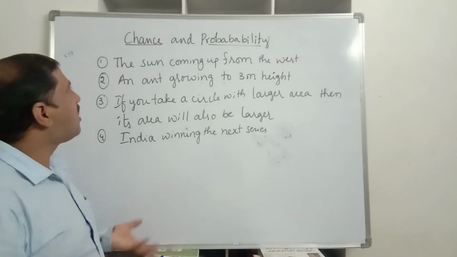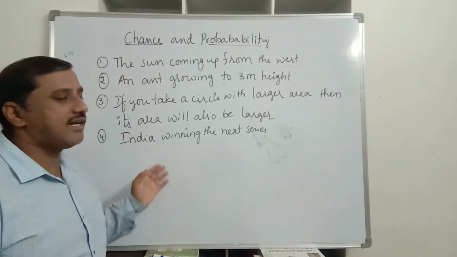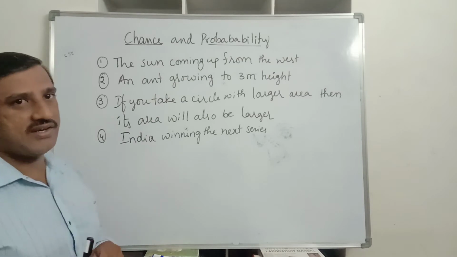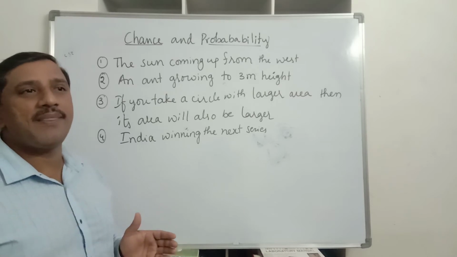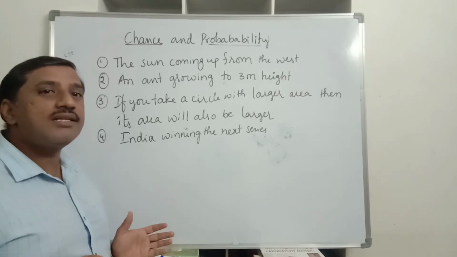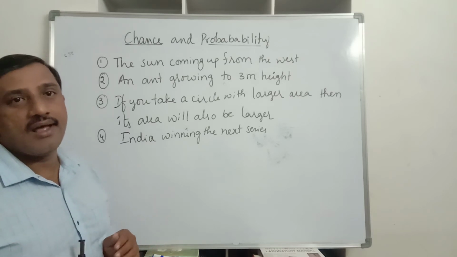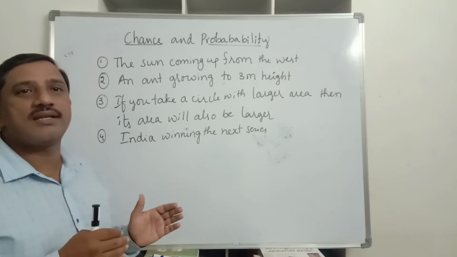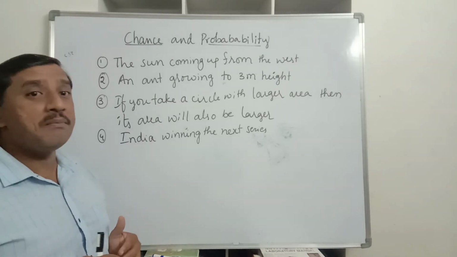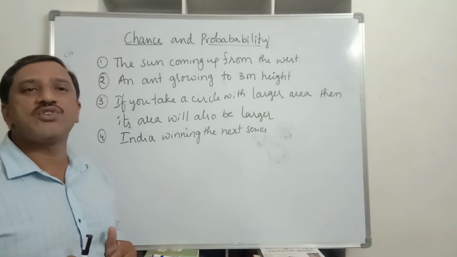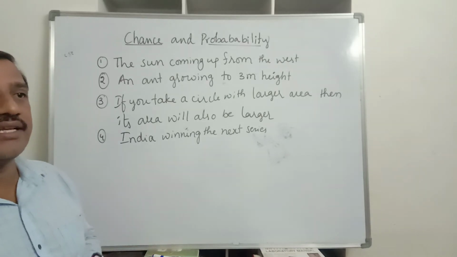So now, what is chance and what is probability? Try to understand with the following situations, the statements which we observe in our daily life. In our daily life, there are situations which are certain to happen, that is, sure to happen, compulsory or must happen. There are some situations that are impossible to happen. And there are some situations which may or may not happen. So the situations are classified in three categories.